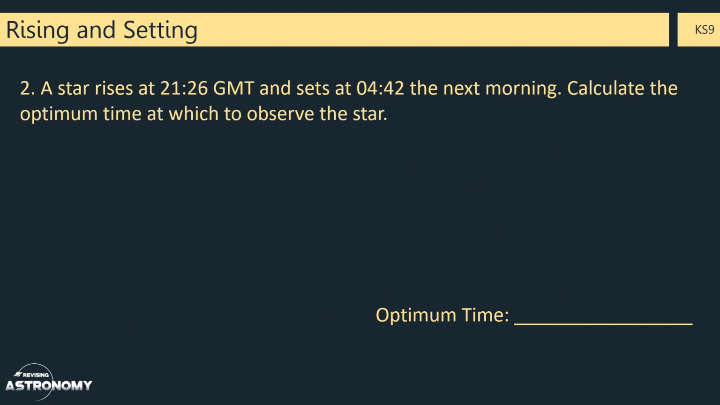Hopefully we're in the swing of things now, so it's a very similar question. Again, we've got a star rising this time at 26 minutes past 9 in the evening, and it's setting at 4:42 in the morning. So again, we want to work out the time in between, so it's 6 hours and 16 minutes between them. Sometimes it might help to convert this into minutes. That'll help with the maths later on. So 6 hours, 6 lots of 60 is 360, plus 16 minutes gives us 376.